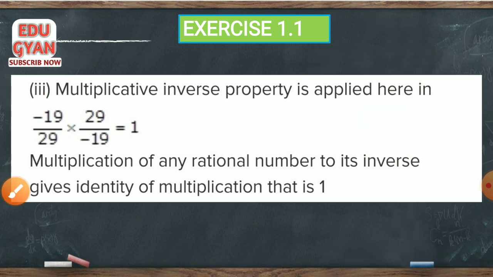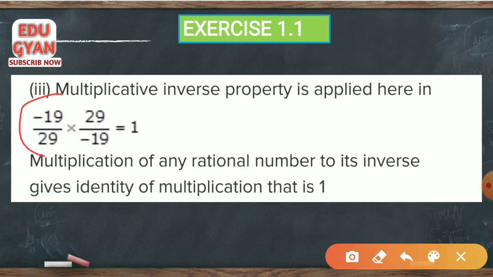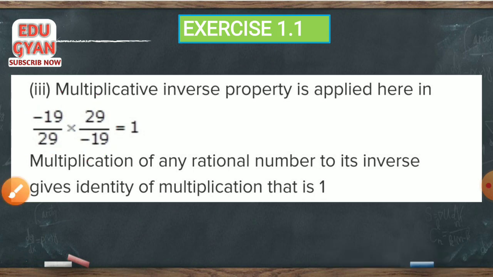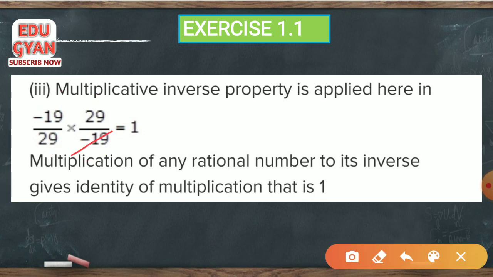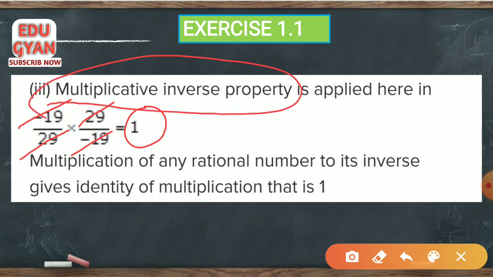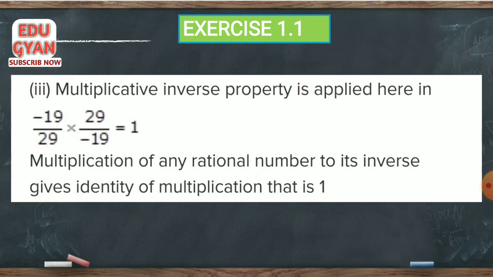So here you can see minus 19 upon 29 multiplied by 29 upon minus 19. 29 upon minus 19 is the reciprocal of minus 19 upon 29. When we multiply, we can easily see that minus 19 will cancel minus 19 and 29 will cancel 29, and the answer will be 1. So the property used here is the multiplicative inverse property. Multiplication of any rational number by its inverse gives the identity of multiplication, that is 1.